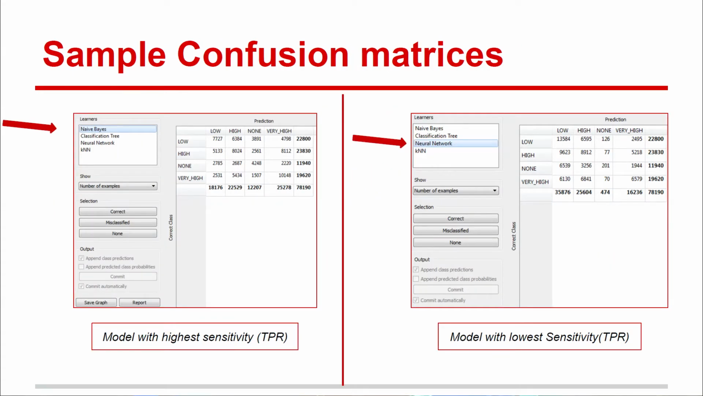Here are the confusion matrices that came off of the test learner, just giving a breakdown of the classifications and how they were able to match up in their predictions to the actual results. Here's the model with the highest sensitivity, and that was the naive Bayes, as I mentioned, and here's the lowest, the neural networks.